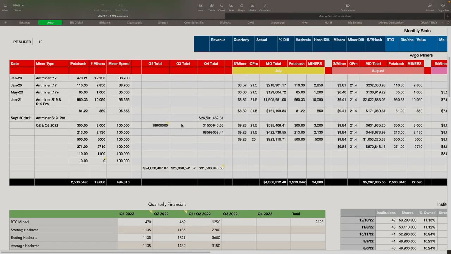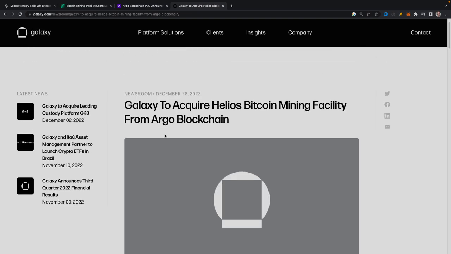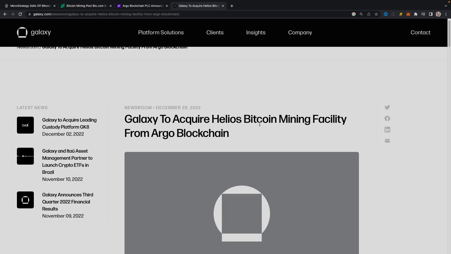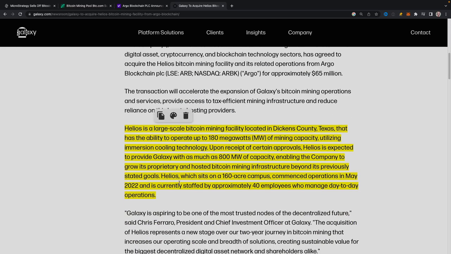Now, as far as Galaxy is concerned, I think they got one heck of a deal on it. Let's take a look at it here. Galaxy reported on this acquisition as well this morning: Galaxy to acquire Helios Bitcoin mining facility from Argo Blockchain. And here's the big takeaway from it all.